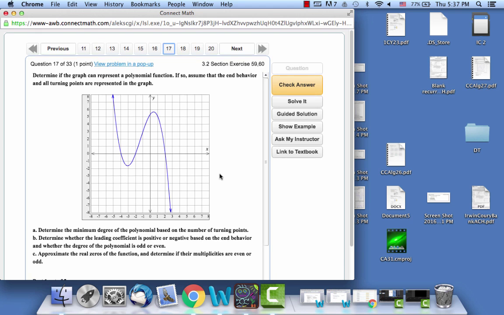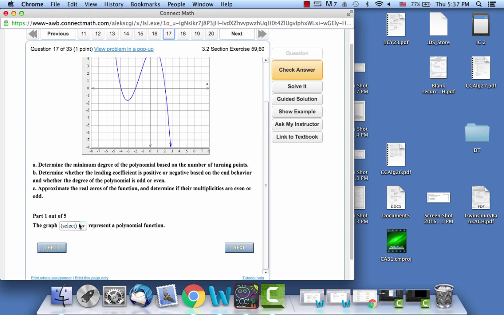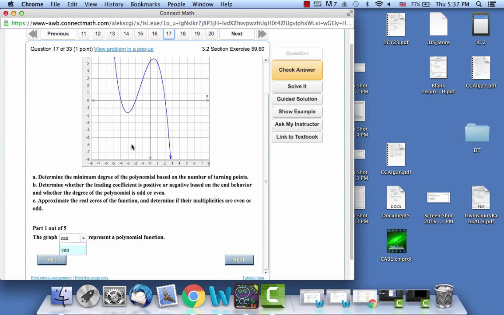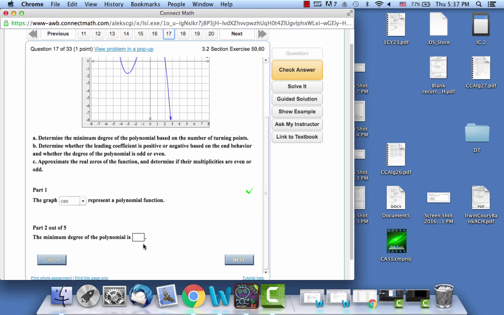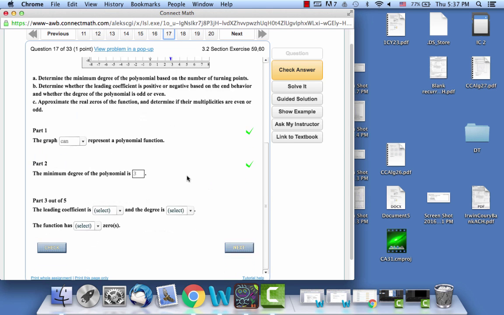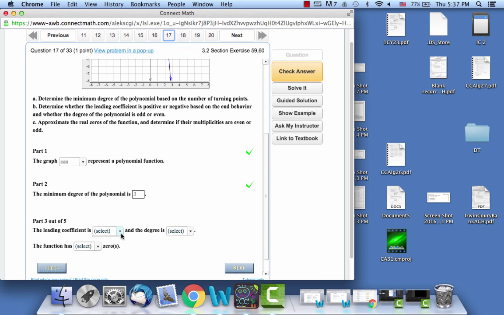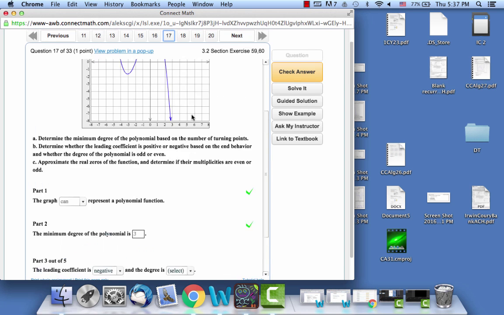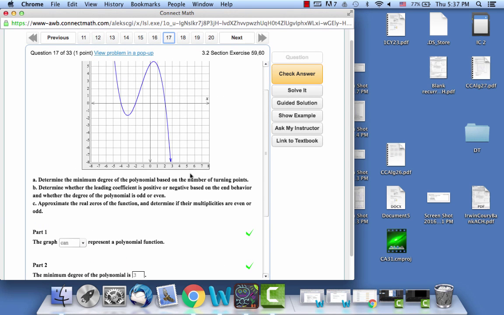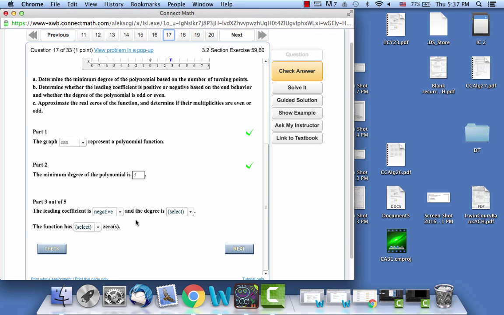So we're trying to figure out, well, the first thing is it can be a polynomial function. It looks like it probably is cubic. The minimum degree is 3. So it could be 5. We could have some extra x's running around. It could be any odd amount above 3. The leading coefficient is negative. Again, just because it's going generally downward and it's an odd degree.